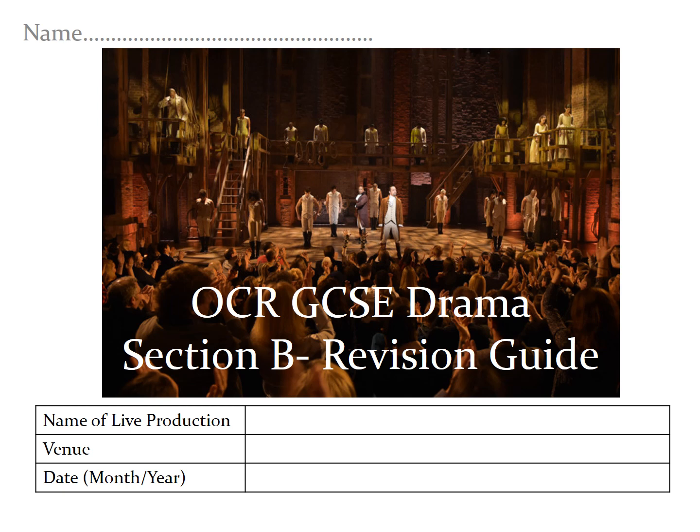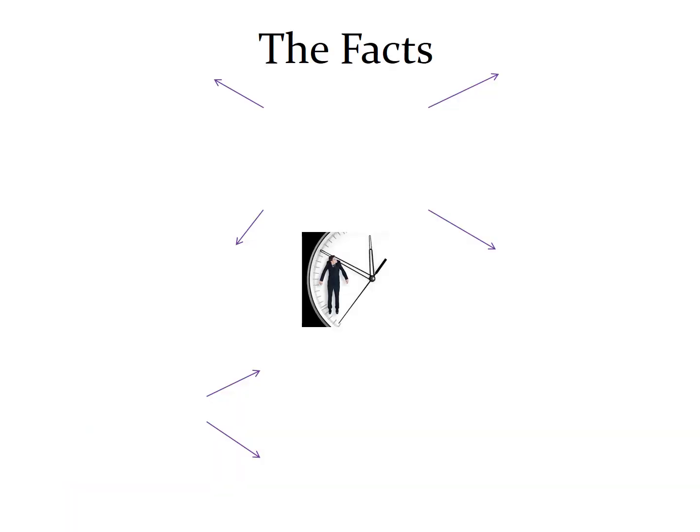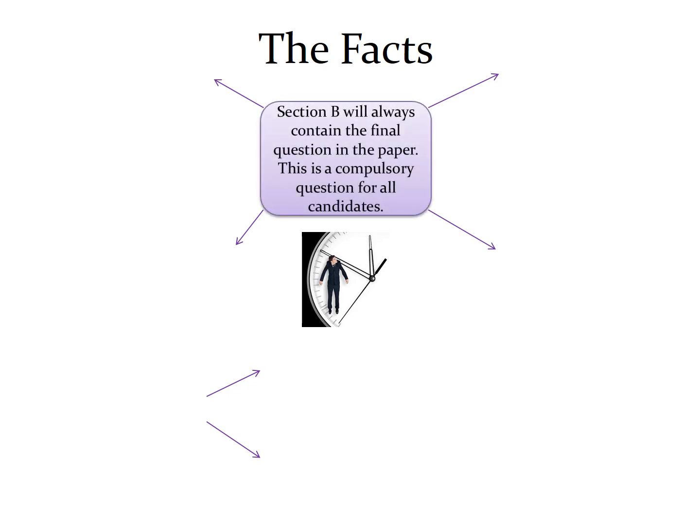This PowerPoint is a little bit outdated, so there are some things that I'm going to tell you to ignore, and most of it is still relevant. Okay, so some of the facts about section B of the paper. There are only 2 sections, so this is it. First of all, it's the final question of the paper, and it is compulsory to answer it, so it is your question 9, because obviously you have 8 questions on Blood Brothers, 2 4-markers, 3 6-markers, 3 8-markers, and then your question 9 is the actual theatre review.